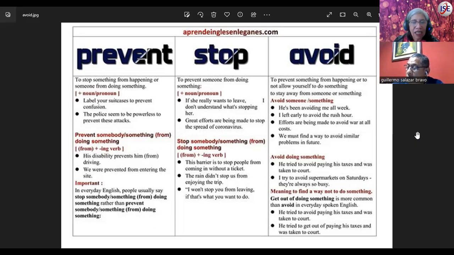It's like in Spanish we say prevenir. Avoid is to prevent something from happening, or do not allow yourself to do something. Stay away from someone or something. He's been avoiding me all week. I left early to avoid the rush hour, not to prevent, but to avoid. Efforts are being made to avoid war at all costs. We must find a way to avoid similar problems in the future.